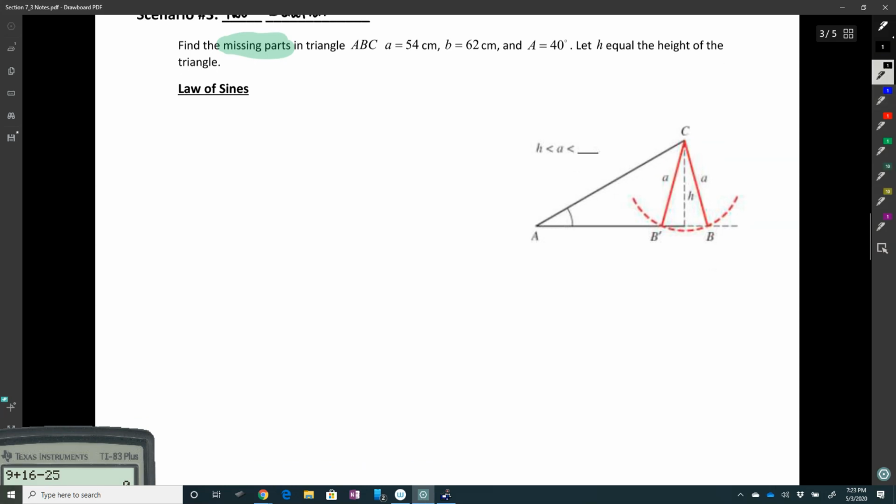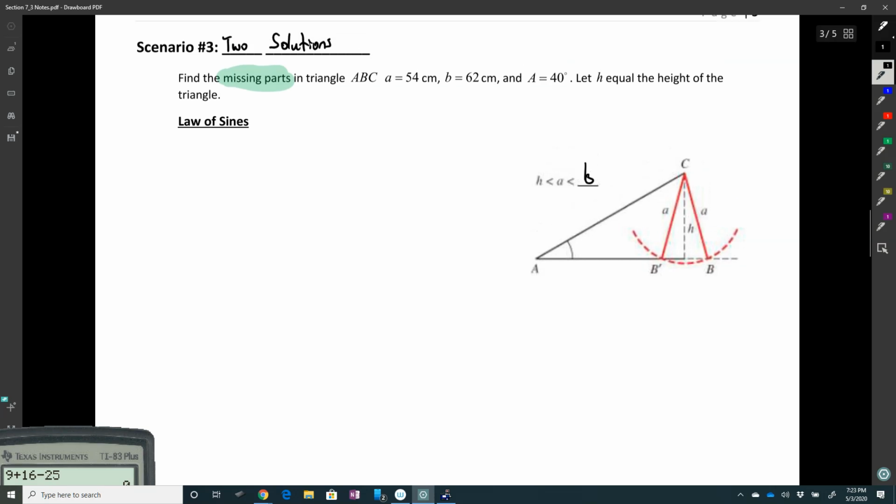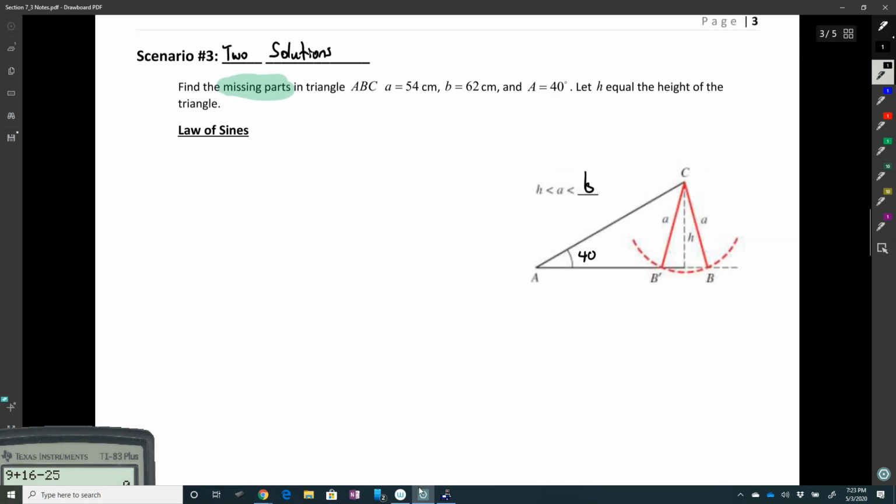And it turns out that here this is B. I'll explain why in a bit. So this is 40 degrees. This is 54. B is 62. And they just want me to solve the triangle. So I'm going to use the law of sines. I have to find angle B first because I don't know anything about C. I don't know C, and I don't know the side opposite of C.